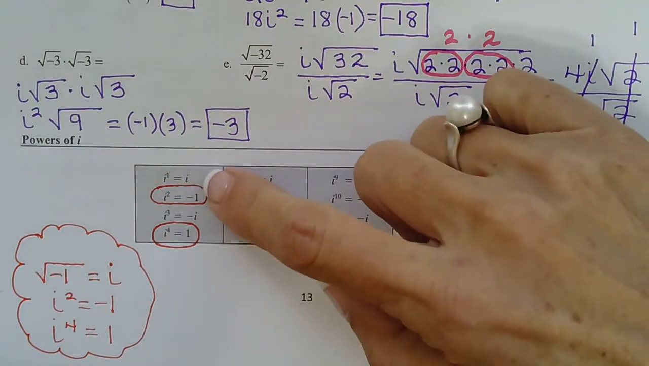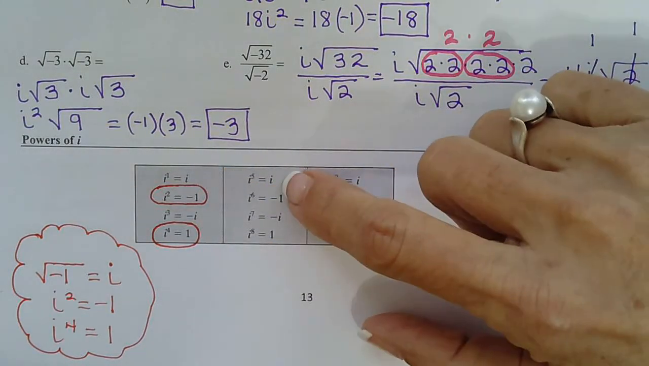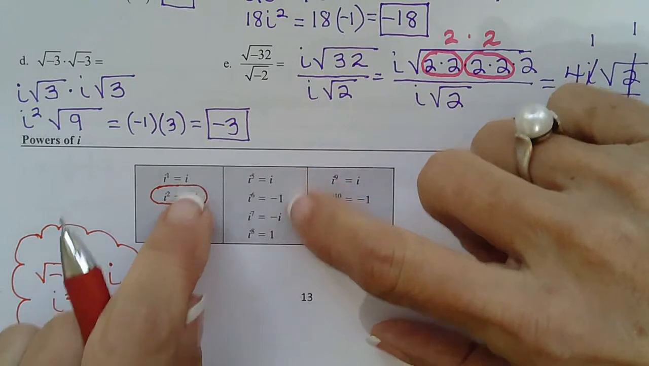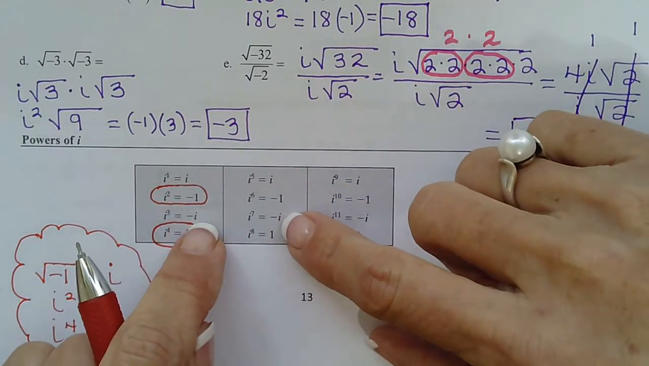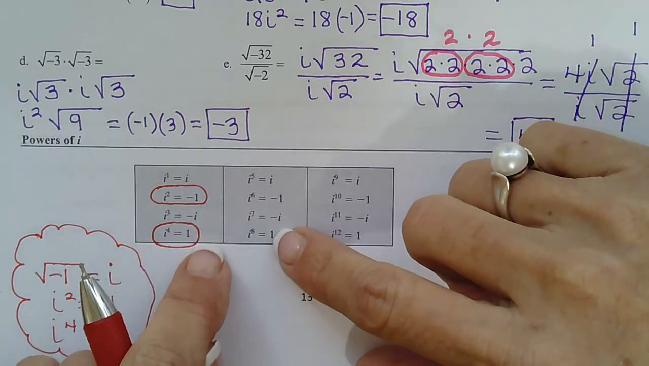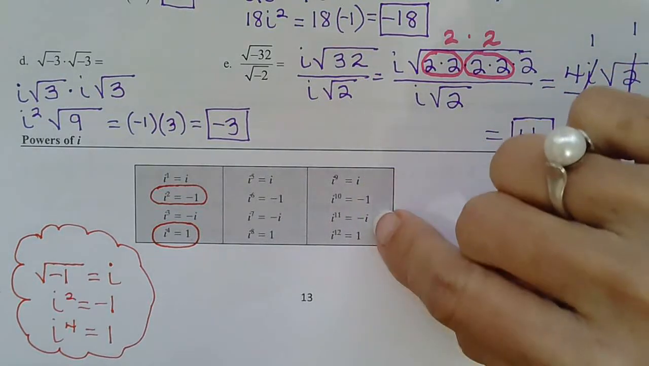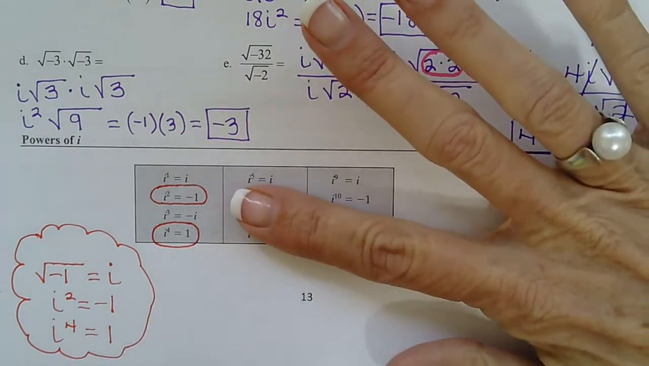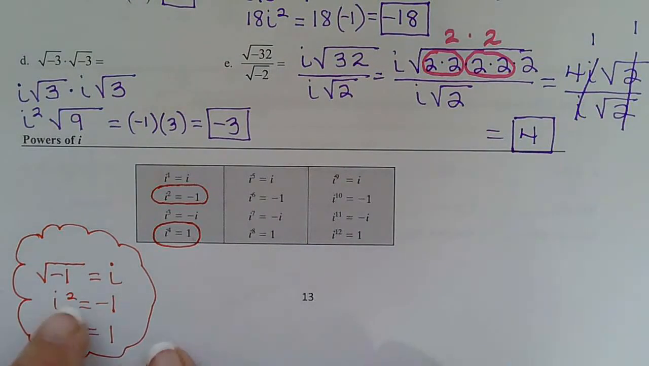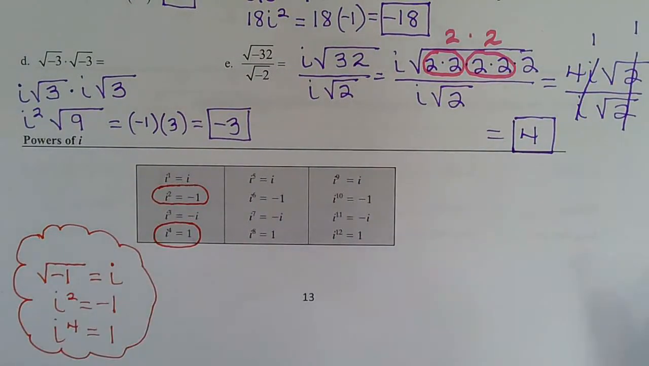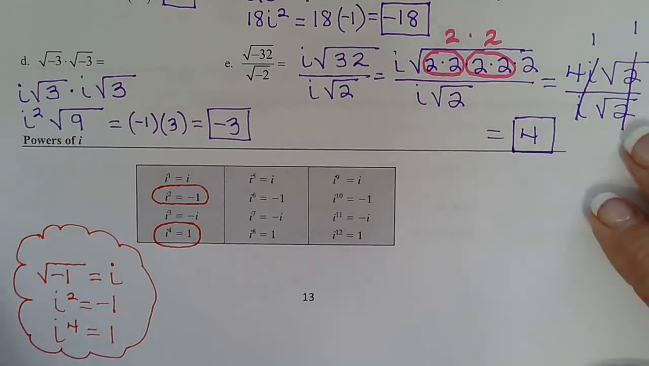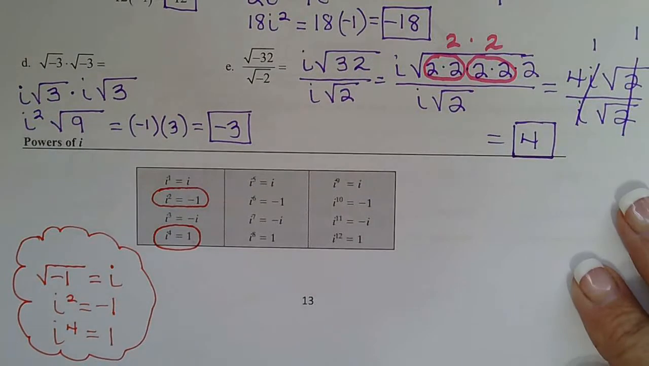And what you should notice about i's is the powers just repeat. i to the fifth is i, i to the sixth is negative 1, i to the seventh is negative i, i to the eighth is 1. See how it just keeps repeating? i, negative 1, negative i, 1. Well, you don't have to remember any of these other ones because just knowing these two, you can do any one you want from there. Okay, so let's transfer this information over to the top of the next page and we'll see how to use this.